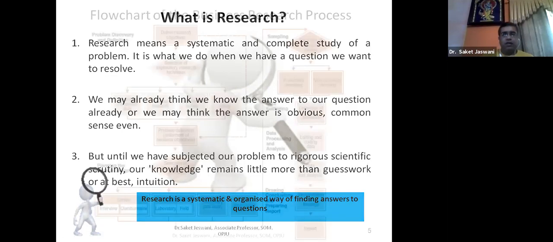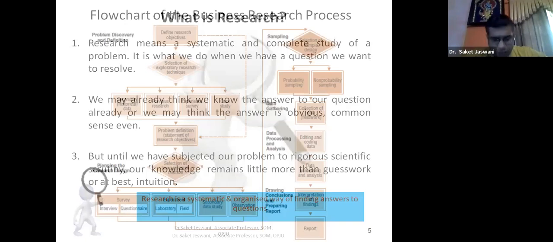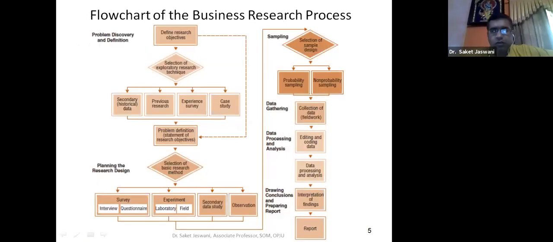This is a typical research process. While we conduct research work, this is the typical process we follow, right? First of all, we define the objectives: what objectives we need to achieve so that we can find the solution for our problem. Then we select the method of data collection. There can be two methods of data collection: one is the secondary data method, and the other one is the primary.